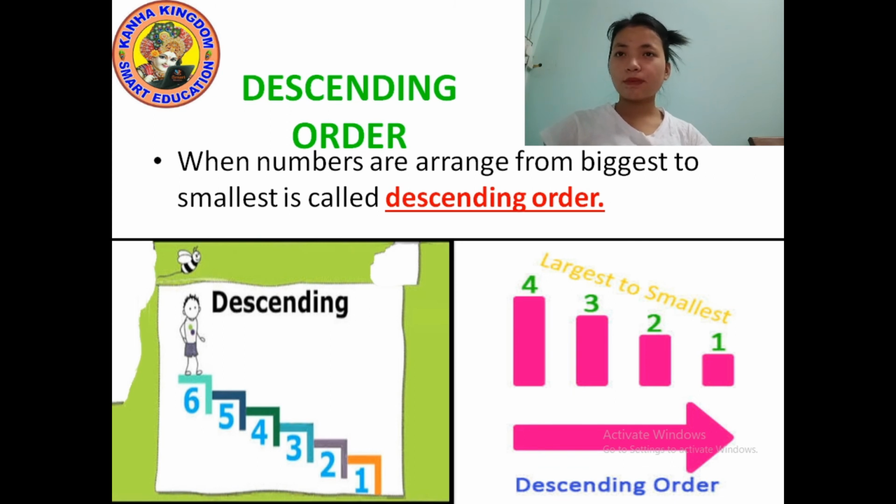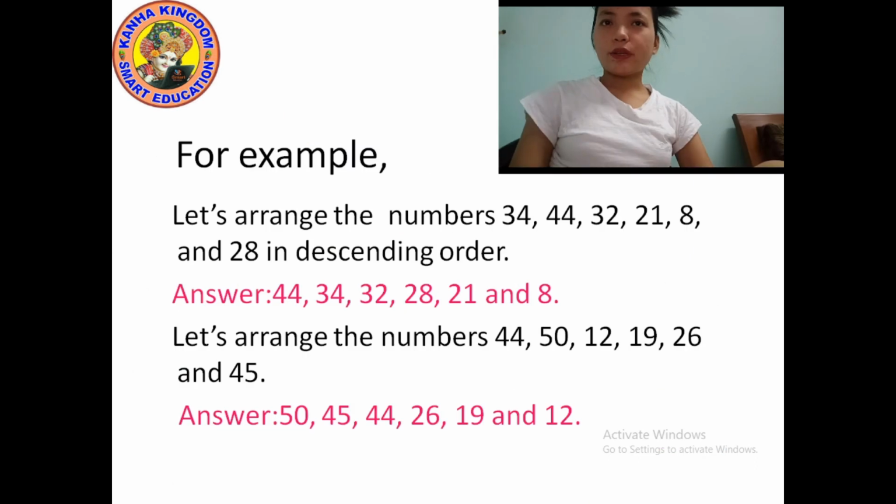Okay, students, now we'll see some examples of descending order. Let's arrange the numbers 34, 44, 32, 21, 8 and 28 in descending order.